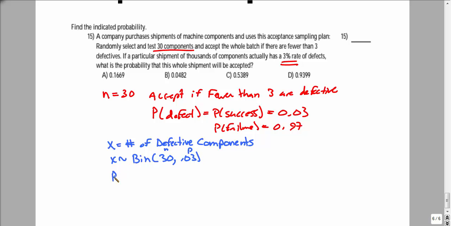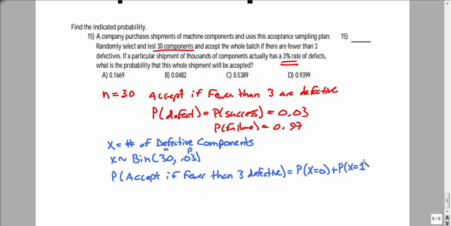And so I want to know the probability of accepting the batch. And if we sample these 30 items and we get fewer than 3 that are defective. Okay, so fewer than 3. Fewer than 3 would be 0, 1, and 2. It says fewer than 3. I can't count 3 because that would mean I would say 3 or fewer. So this is just fewer than 3.